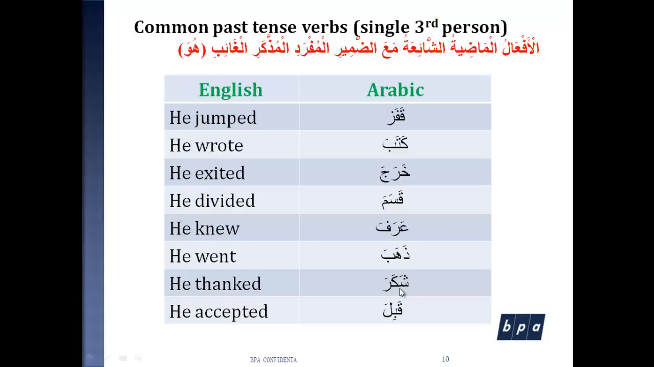Shakara, he thanked. And if you recall the word shukran, shukran is all thanks to you. شكرا لك. We're starting with a little bit of variation of the pattern. The second letter takes a kasra here. قبل, he accepted.